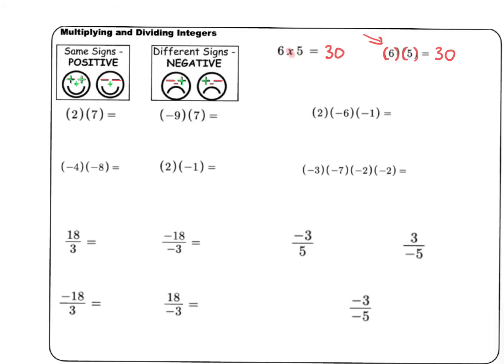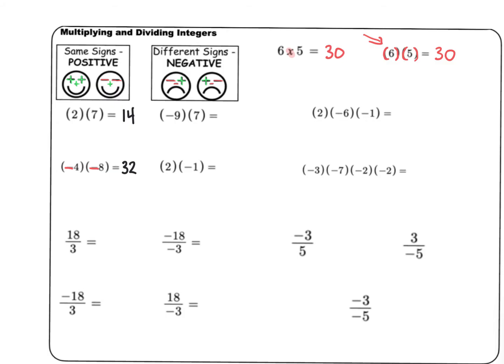So let's take a look at these examples, starting on the left-hand side. First of all, we have a positive times a positive, so we don't need to worry about it being negative, and 2 times 7 is going to give us 14. Likewise, if we have a negative times a negative, we know it's going to be positive, so we don't need to worry about putting a negative sign. Then 4 times 8 is going to give us 32.